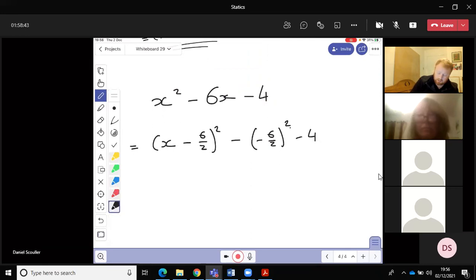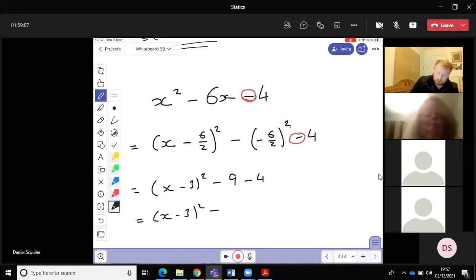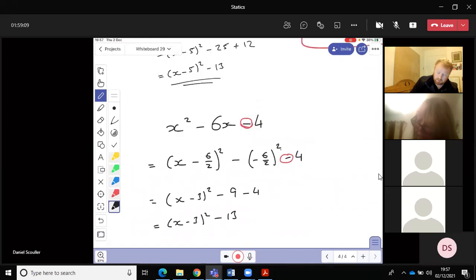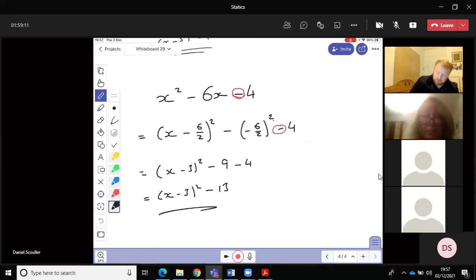So that sign matches that sign. Just be careful with that. The last 3 examples have ended up with minus 13. Weird, eh?